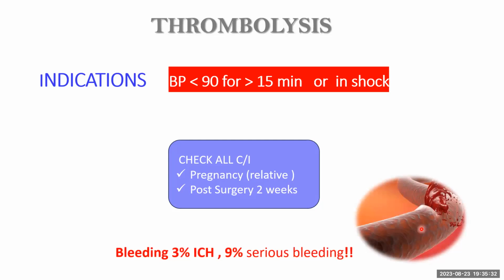9% have serious bleeding and 3% have intracranial hemorrhage. And we have had patients who have had intracranial hemorrhage, resulting in fact in fatal outcomes, despite all precautions. So be very careful in using anticoagulation and thrombolysis in patients with pulmonary embolism.